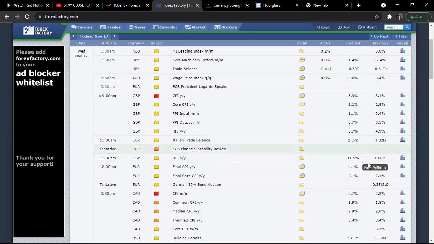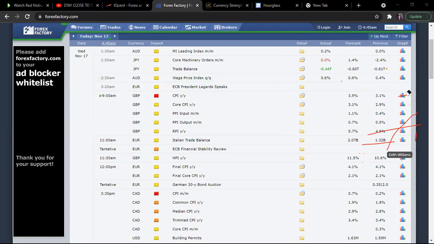And how do we see if something is going to be volatile or not? We have 4 different types of folders, ladies and gentlemen. We have the yellow folders, the orange folders, the red folders, and last but not least, the silver folders.